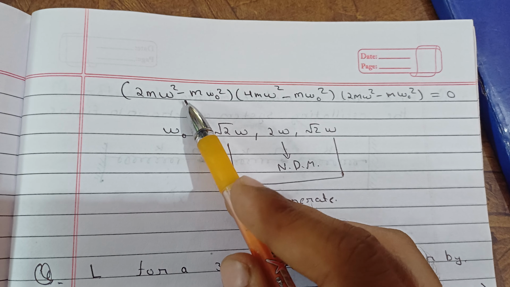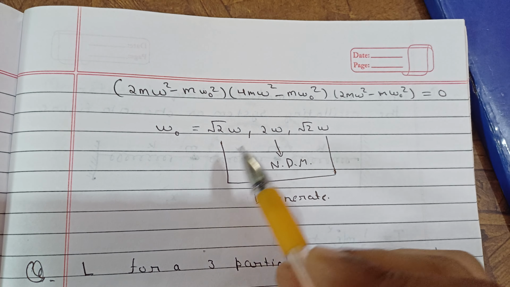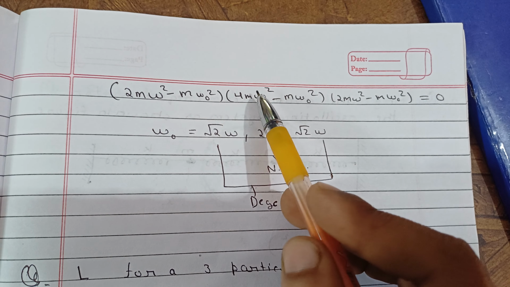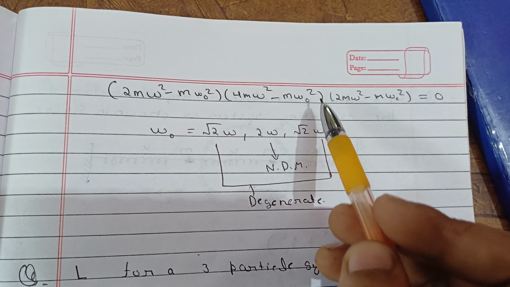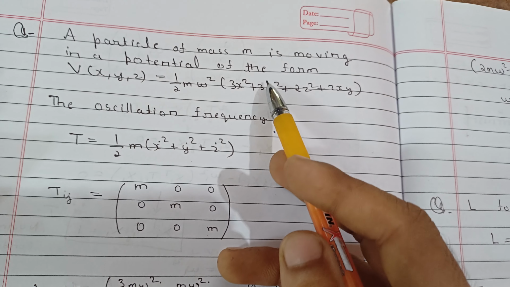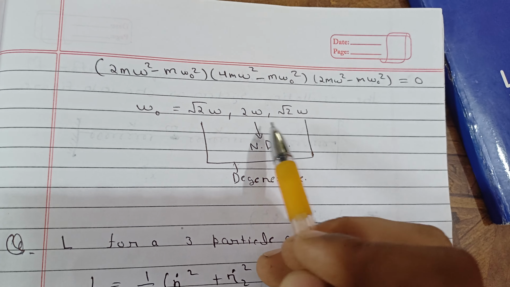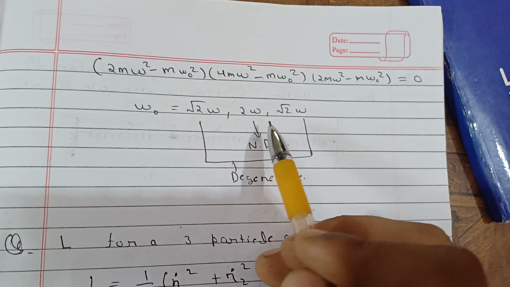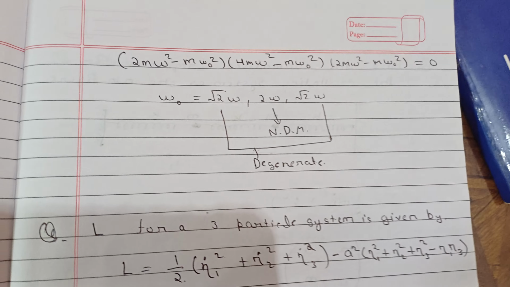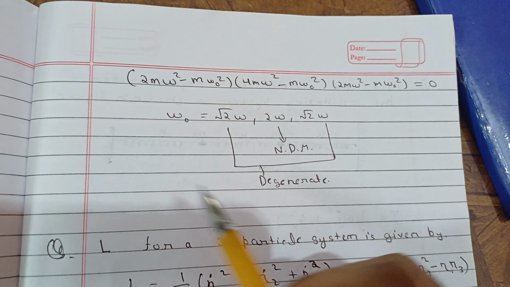From here you will get omega naught as under root 2 omega. From here you will get omega naught as 2 omega. From here again you will get under root 2 omega. Since you have these three generalized coordinates, that's why you are getting 3 generalized or normal frequencies: under root 2 omega, 2 omega, under root 2 omega. This one is non-degenerate, and these two are degenerate frequencies. So I hope you understand how we find this.